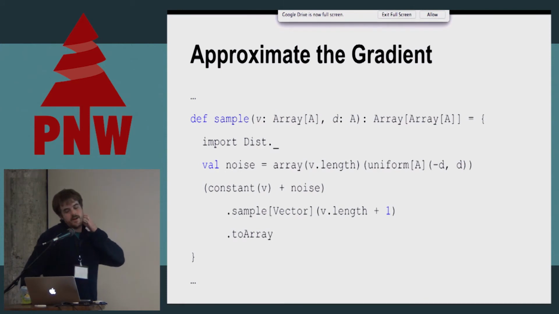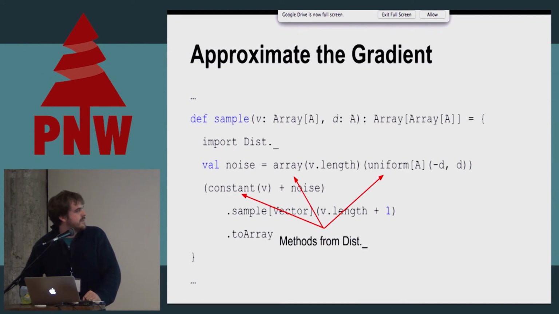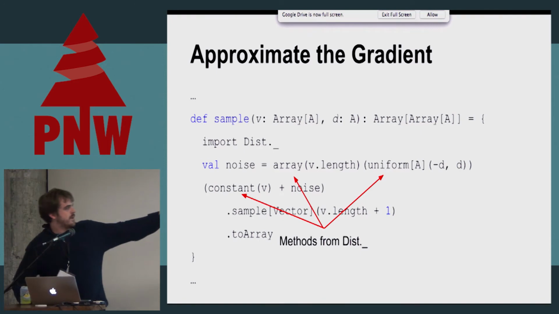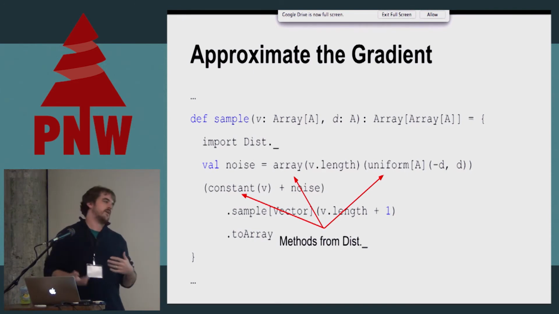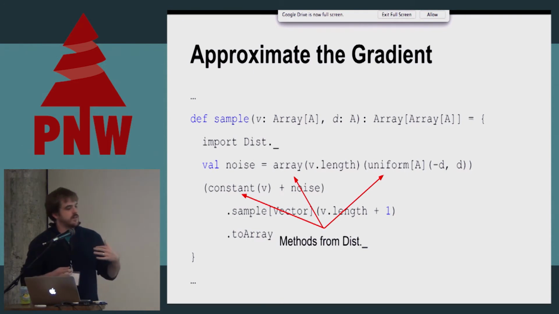This is using Spire's random package again. You can see here that all these methods are from Dist. In this case, our uniform is going to give us a uniform distribution of A's that's distributed between negative d and positive d. And then we're just going to create an array of those, and the array is going to be the same length as our vector. The constant is basically going to create a distribution that always returns the exact same value over and over again.